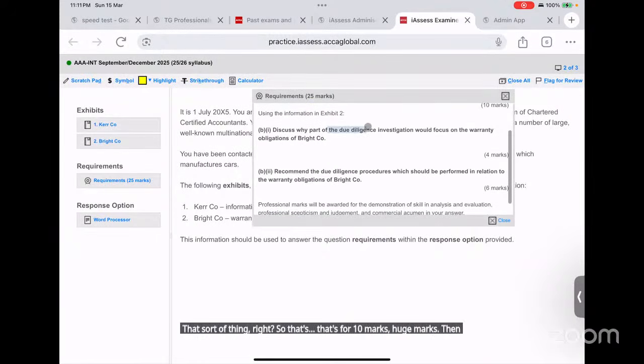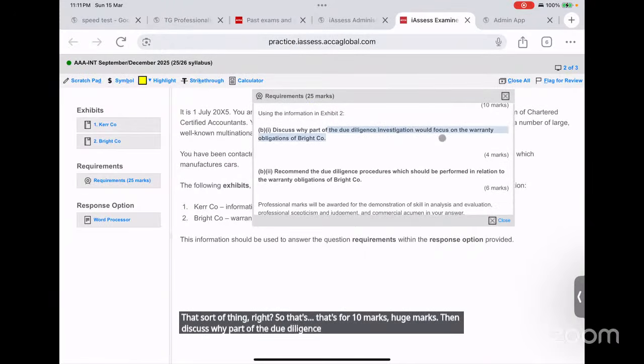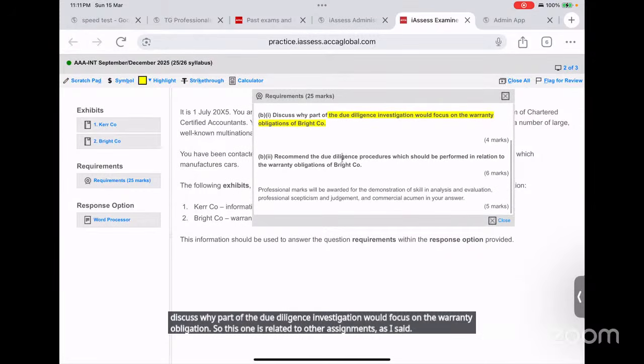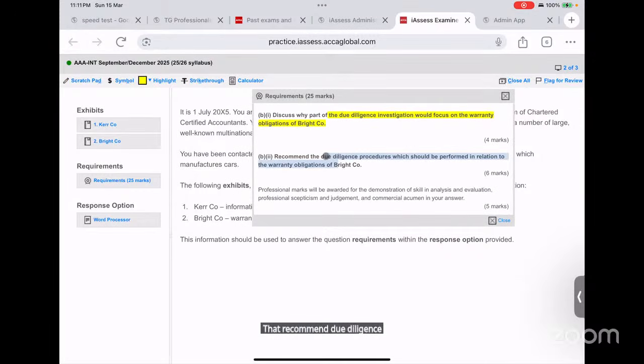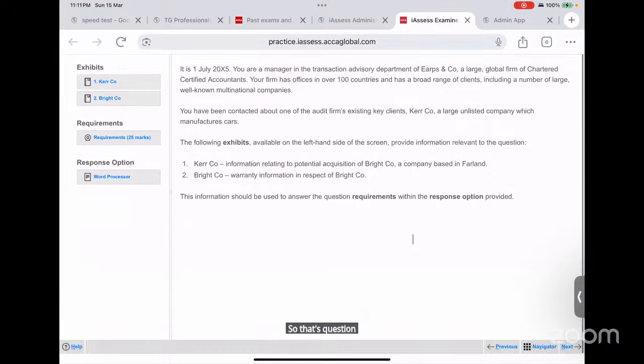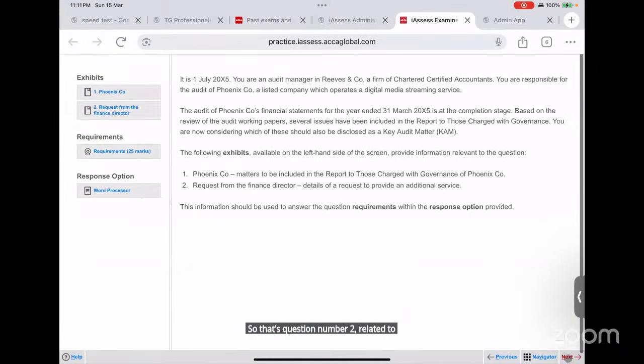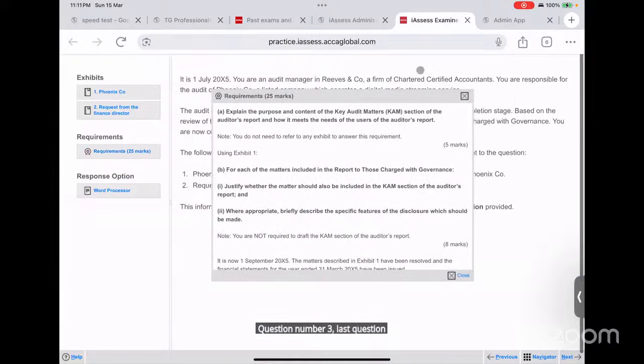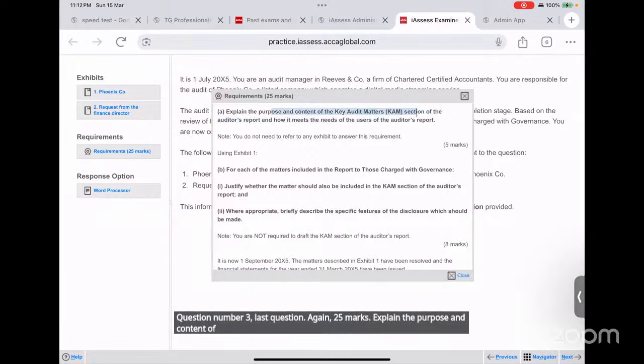Then discuss why part of the due diligence investigation would focus on the warranty obligation. So this one is related to other assignments, as I said. Then recommend due diligence procedures. Just like you have audit procedures, similarly, you have due diligence procedures. So that's question number 2, related to other assignments. Question number 3, last question. Again, 25 marks. Explain the purpose and content of the key audit matter section of the audit report.